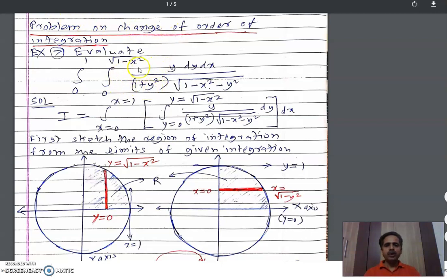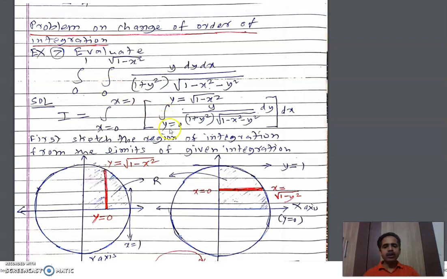Now you can observe this double integration. Here we have variables x and y, and you can see that limits of inner integral are functions of x. That means first we have to integrate with respect to y, and these 0 and 1 stand for limits of x. So we have to first integrate with respect to y, keeping x constant.